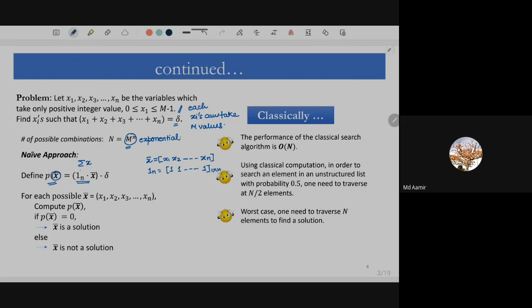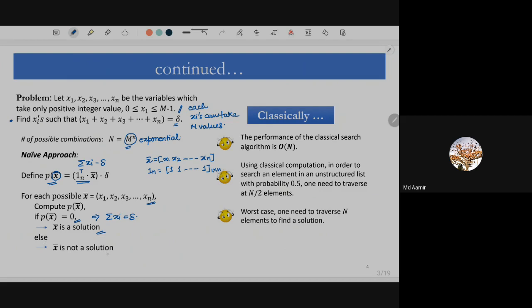So this one is actually a transpose here. If we take this dot product, then we'll get the summation of xi minus delta. So what we have to find is the possible set of this x bar, that is the combination of x1, x2, x3, ..., xn, such that we get p of x bar equals 0. Which implies that the summation over xi equals delta, and this is what we have to find in the problem. So if we get such a combination, and that is giving 0, then we have the solution.